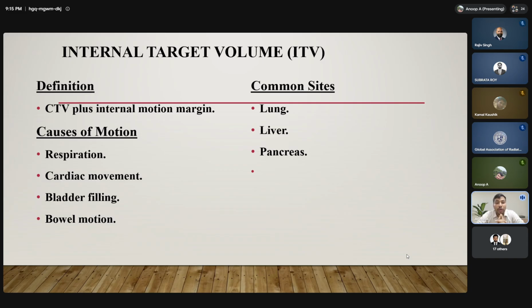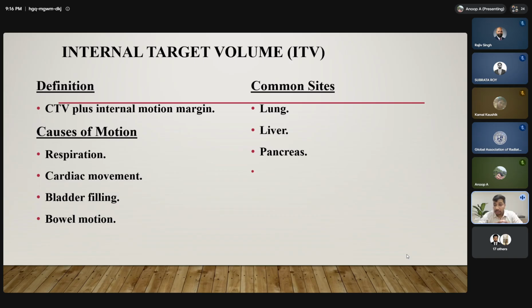Next, the internal target volume, ITV. What is the definition? CTV plus internal motion margins. The common sites are lung, liver, and pancreas. It is the CTV plus an extra safety margin to account for internal organ movements. While the CTV maps out the biological shape of the cancer, the ITV maps out the physical space the cancer occupies as it moves around inside the living body.